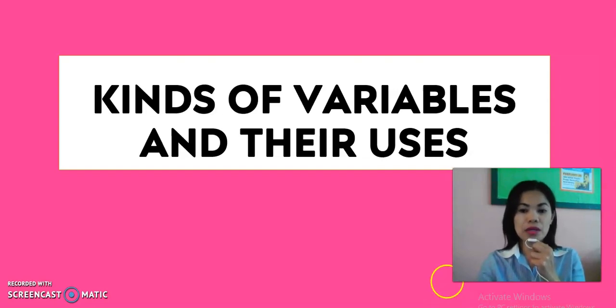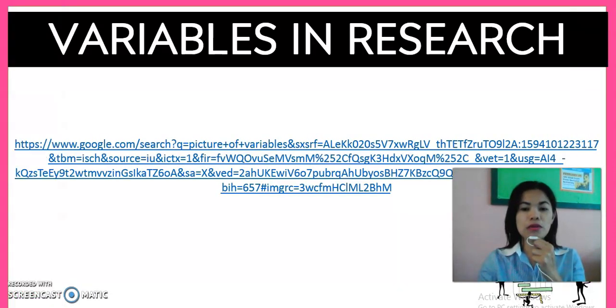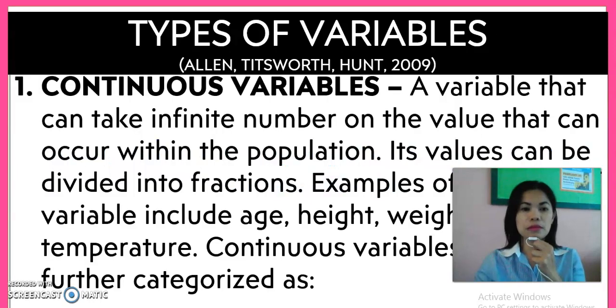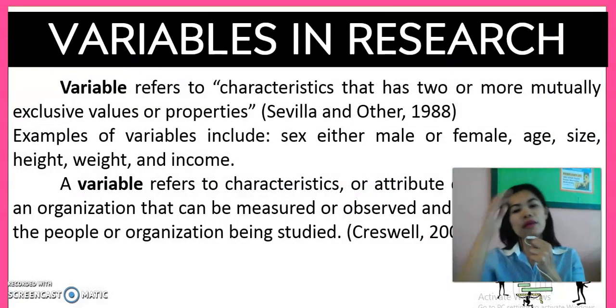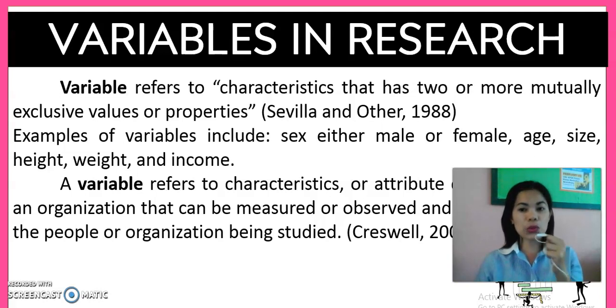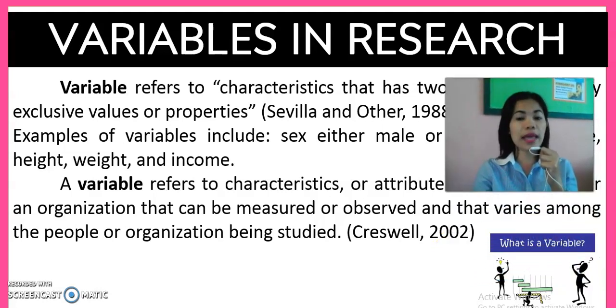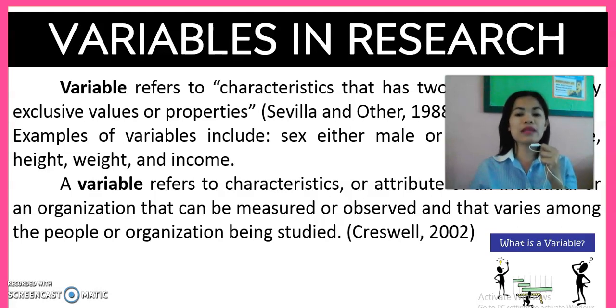So, what do you mean by variable? Variable refers to characteristics that have two or more mutually exclusive values or properties. Examples of variables include sex, either male or female, age, size, height, weight, and income. When you say variable, it refers to a characteristic or attribute of an individual or an organization that can be measured or observed and that varies among the people or organization being studied.